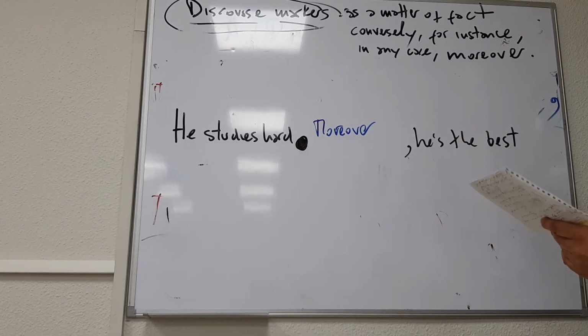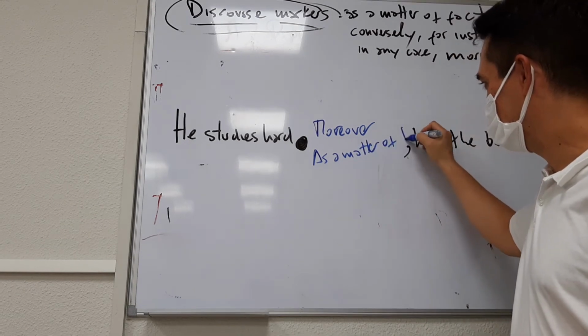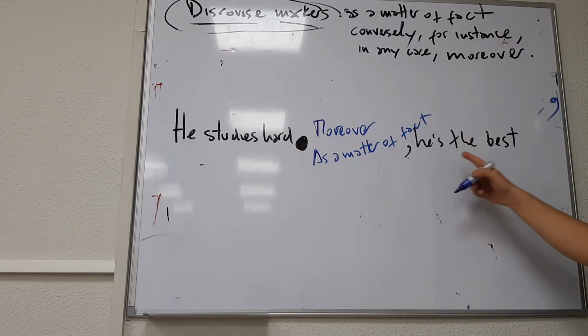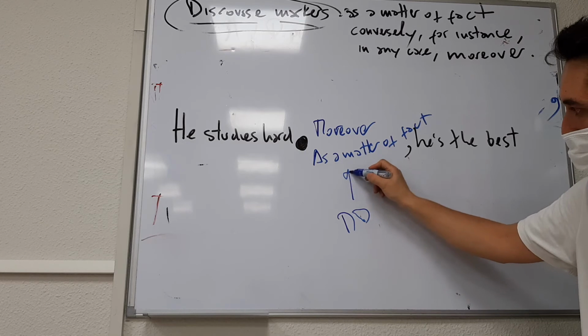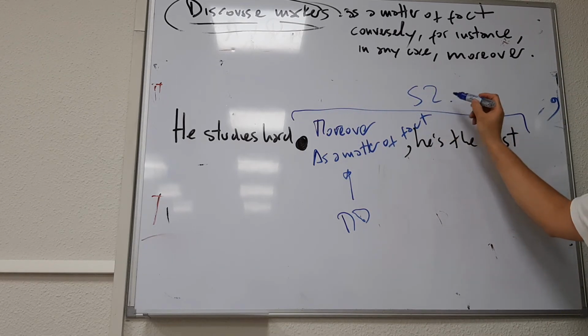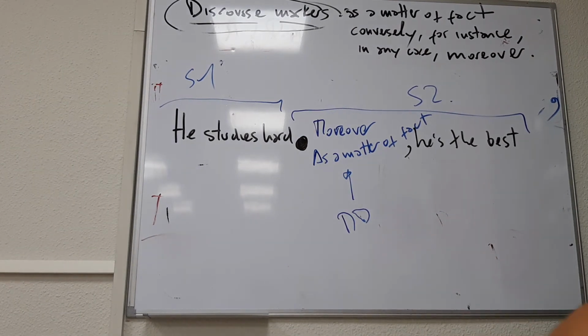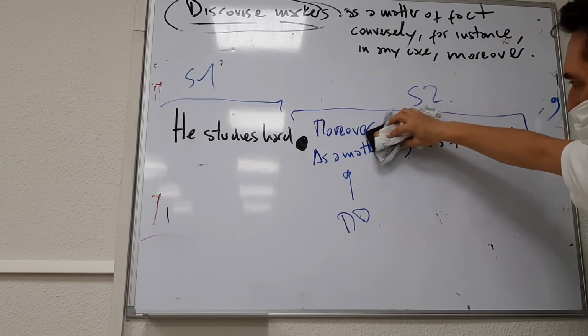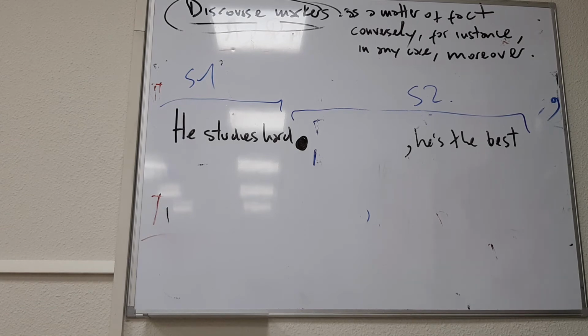Any other possibility? As a matter of fact. Very good. Moreover, he's the best. As a matter of fact, he's the best. So, as you can see, you may find discourse markers at the beginning of sentence 2. This is sentence 1. Any other position? Imagine that I don't want as a matter of fact at the beginning. I want it somewhere else. Where would you put it? Where else can it work? As a matter of fact. And any other position for as a matter of fact?